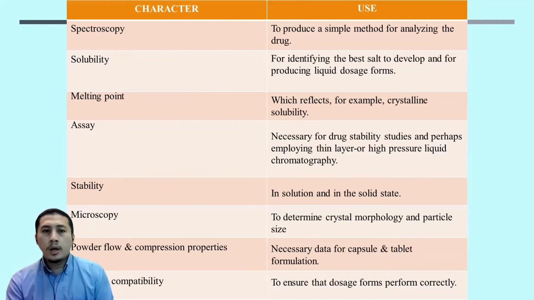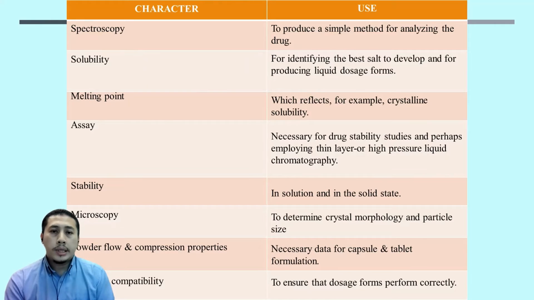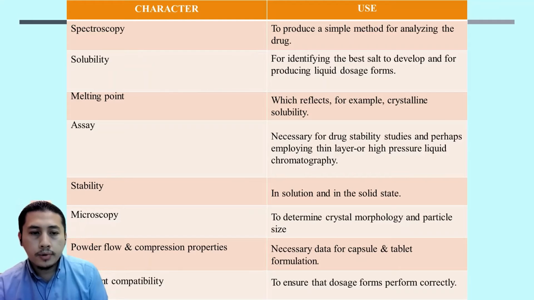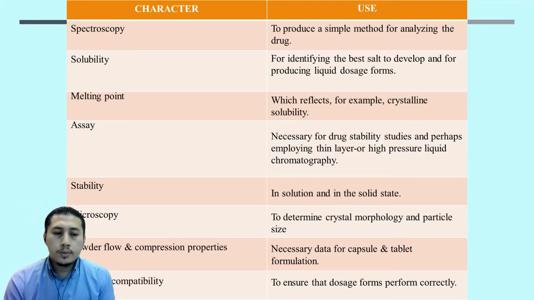Spectroscopy. The function of spectroscopy is to produce a simple method for analyzing the drug, maybe in terms of what they call mass, molecular mass, or molecular weight, and then solubility for identifying the best salt to develop and for producing liquid dosage forms, melting point, assay stability, microscopy, powder flow and compression properties, and last one is excipient compatibility. So these are some of the drug characterization that is done on the drug.